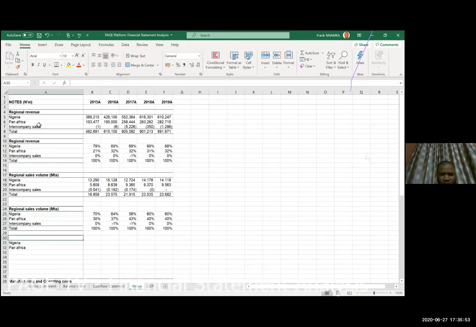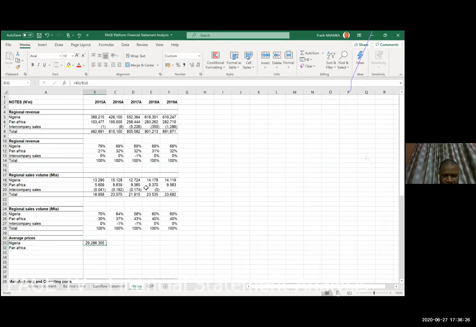So we'll look now at average prices. Let's see what happens here. For Nigeria in 2015, it got about 389 billion. We divide by the units he did, about 13 million metric tons for Nigeria. So this is the average price. The same thing applies to Pan Africa. We come down to Pan Africa, he did about 103 billion in 2015. And what was the volume he did there? He did about 5.6 million metric tons. Same format, fine.